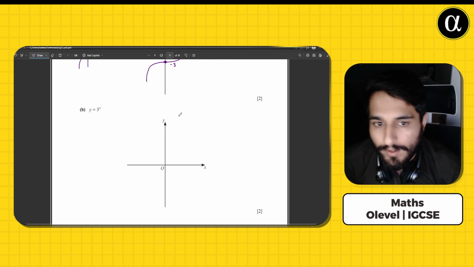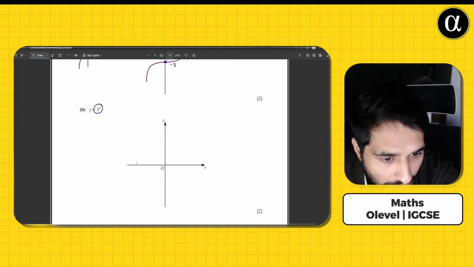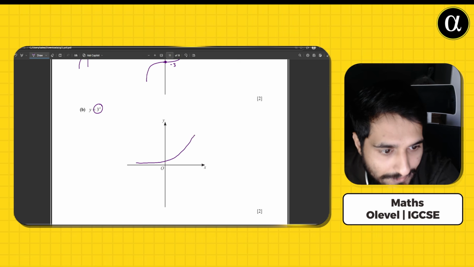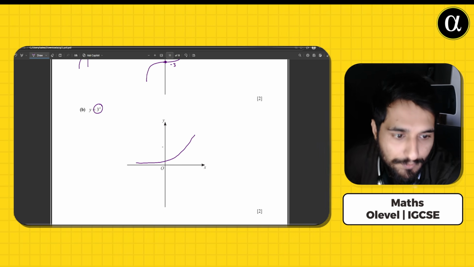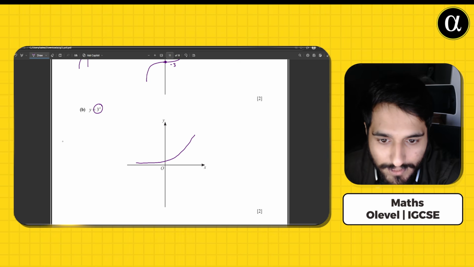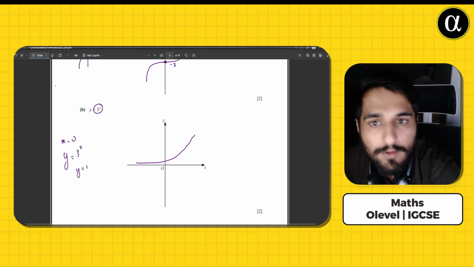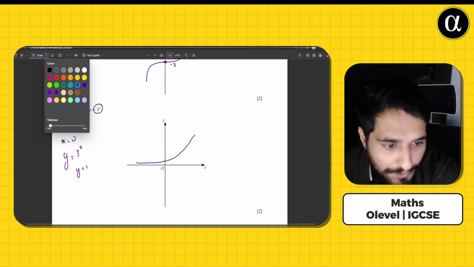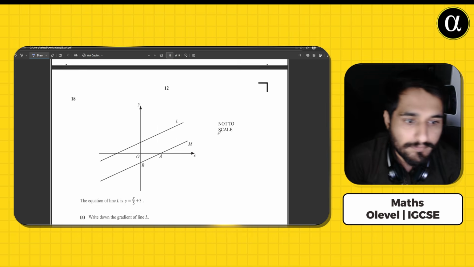Now y equals 3 to the power x is what? This is an exponential graph. An exponential graph is always drawn in this manner like this, but we are supposed to write the intercept as well, and the intercept is what? That is the y-intercept on the y-axis, so that means x is going to be 0. When I do y equals 3 to the power 0, that means the y value would be 1, which means that this particular value is supposed to be 1.